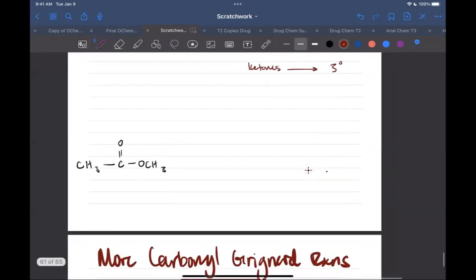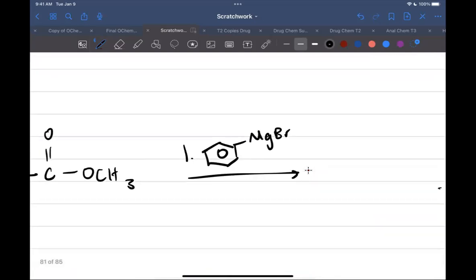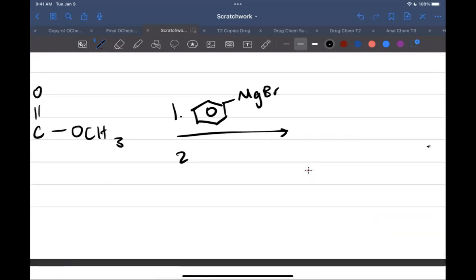Now let's try to do it with an ester. So we talked about that. It can also destroy carbon-oxygen bonds in carboxylic acid derivatives, right? Not carboxylic acid because it's acidic, but let's treat it with our Grignard reagent. So this is going to be our carbanion. It's going to be a phenyl group. And again, let's treat it with H3O plus.